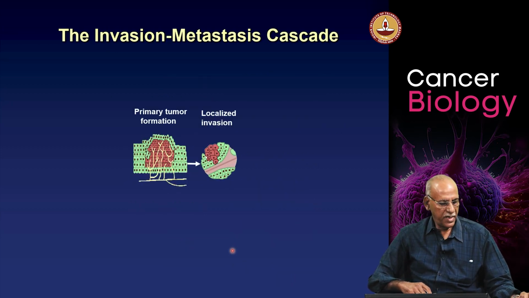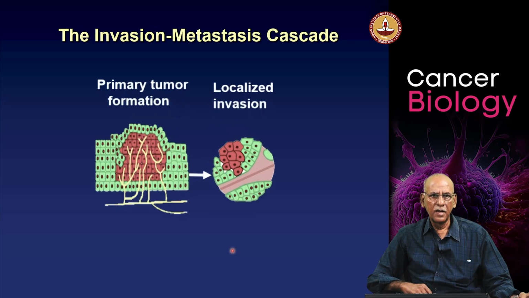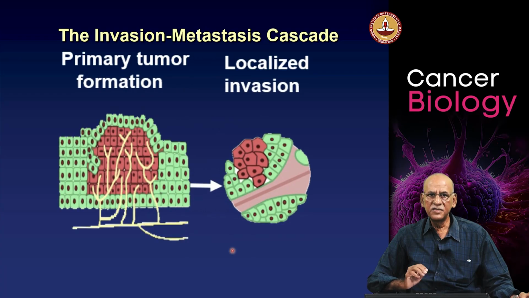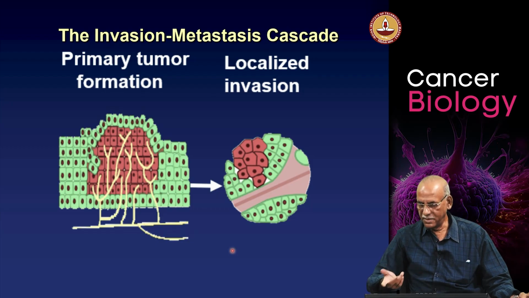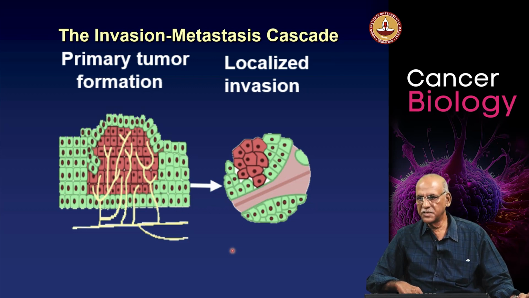So, the invasion and metastasis is very important. It is sometimes called the invasion metastasis cascade. There are several steps involved in that. The first thing is the formation of a primary tumor in a tissue, and then first it has to invade the neighboring tissues or the blood. That is called localized invasion. That is one of the first steps before the cells become metastatic.